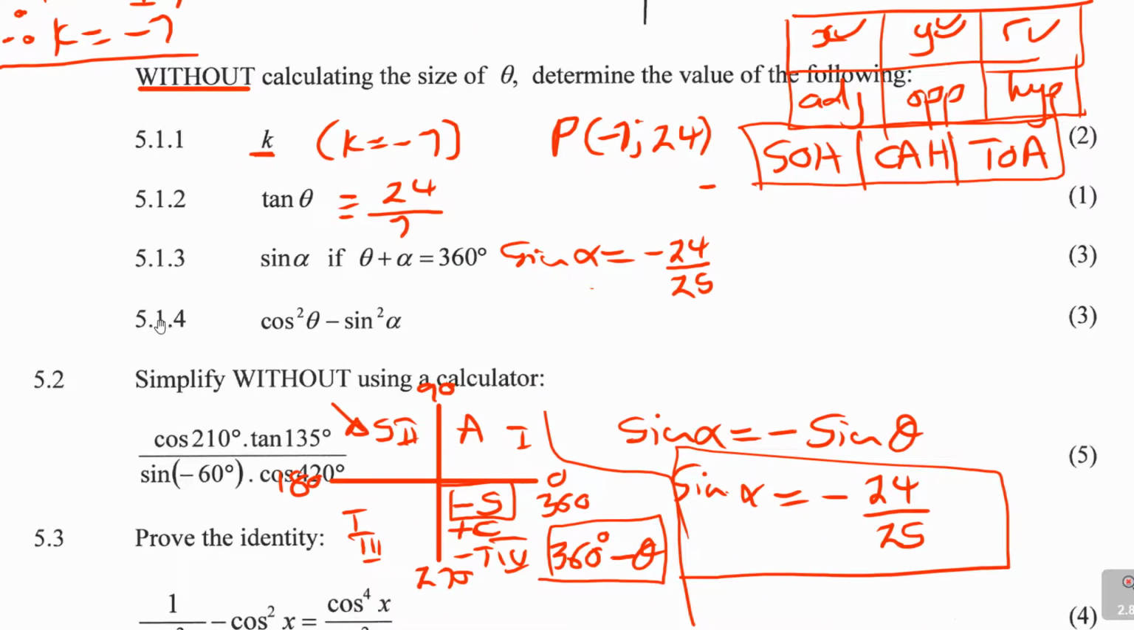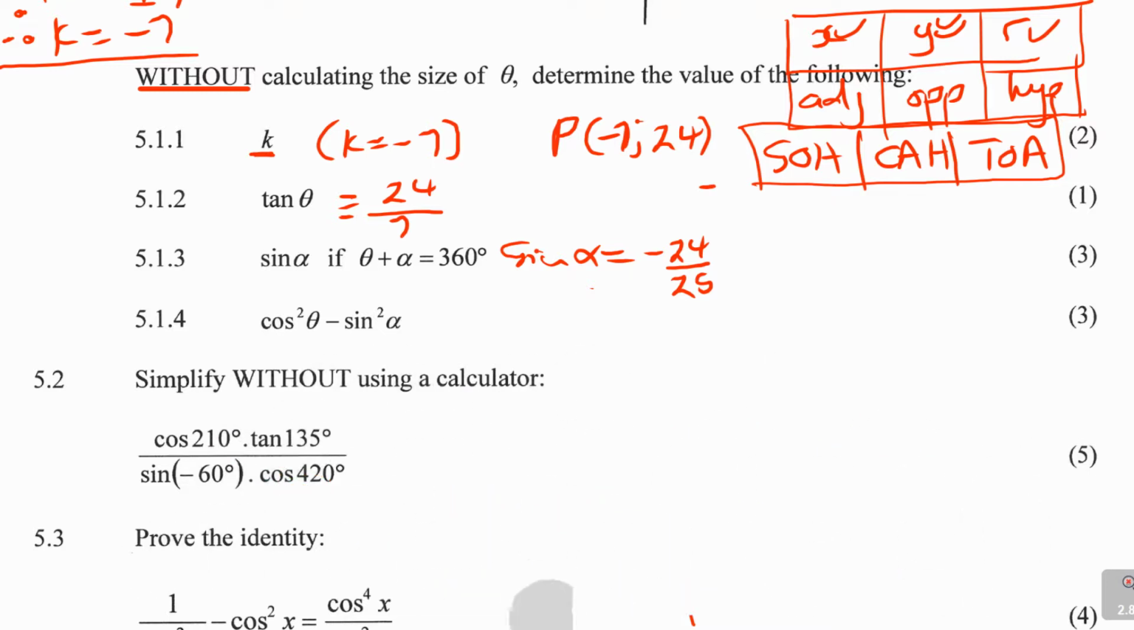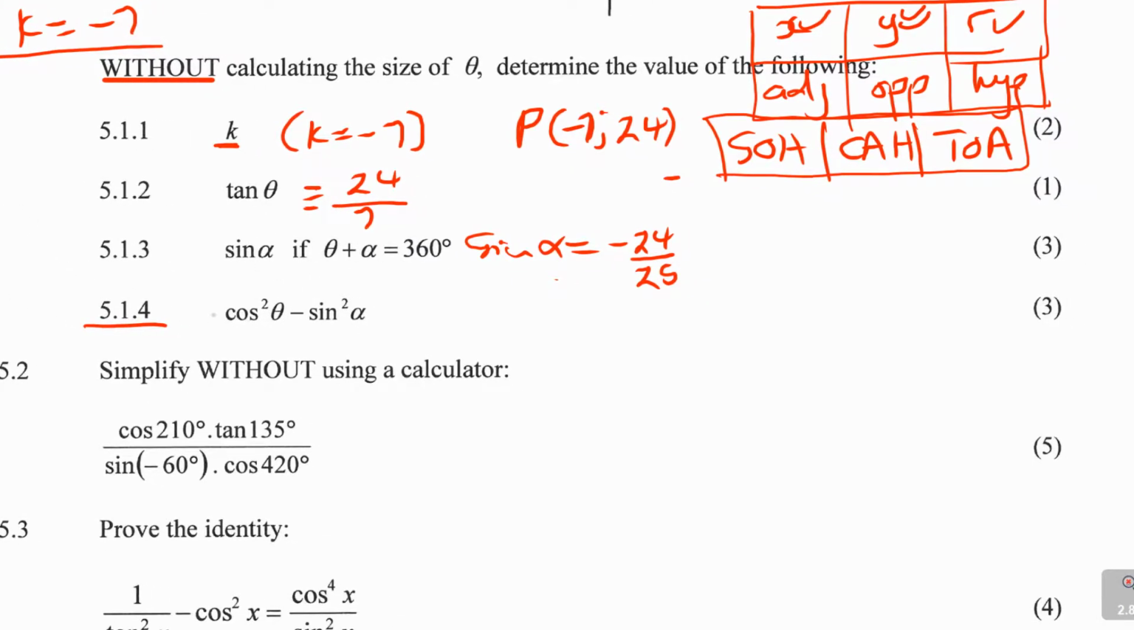Now the next question is 5.1.4. It is 3 marks. It's a continuation because it has alpha and theta. It says you need to also simplify cos squared theta minus sine squared alpha. Sorry about that. Now cos squared, meaning I need to know what my cos is.